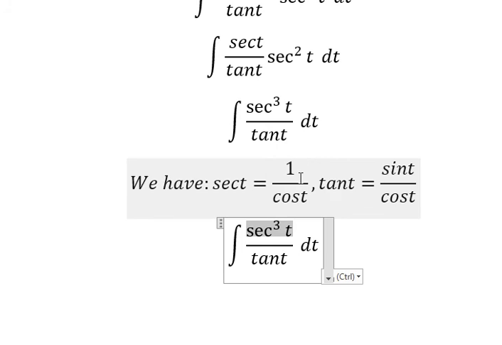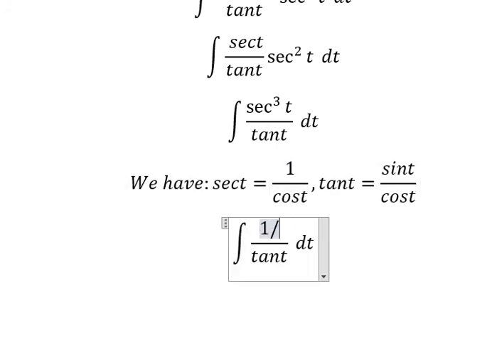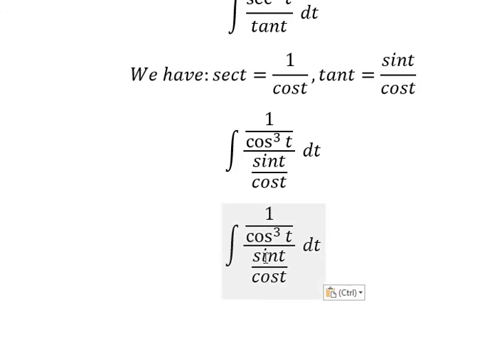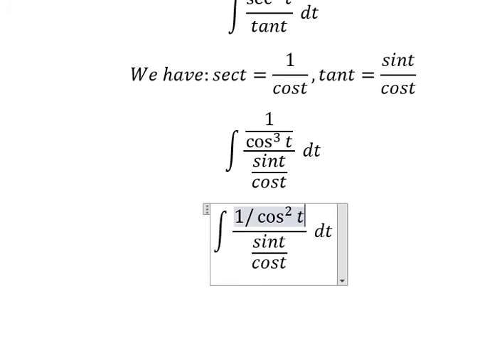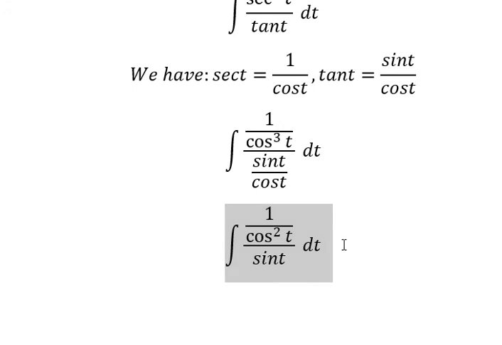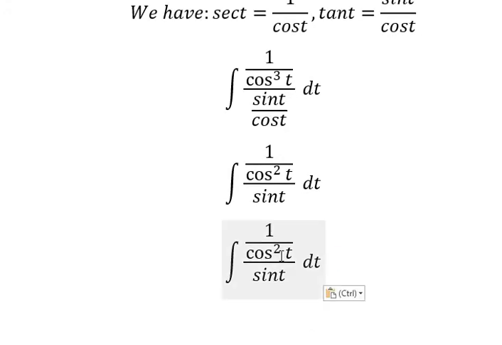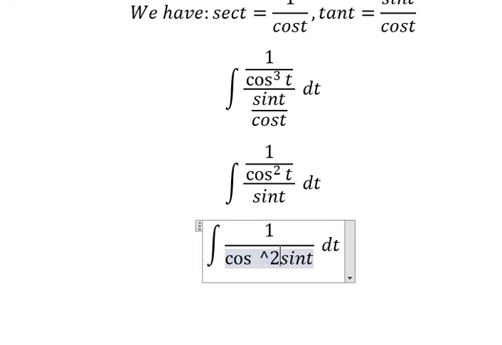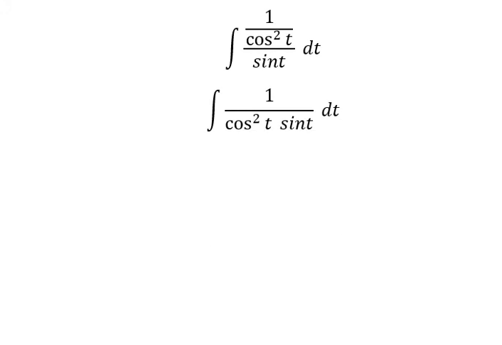So this one we change to this one, and tan t we change to sin t over cosine t. And now we need to simplify cosine t and cosine t. So I will put cosine t squared in here. Next, we have the next one.